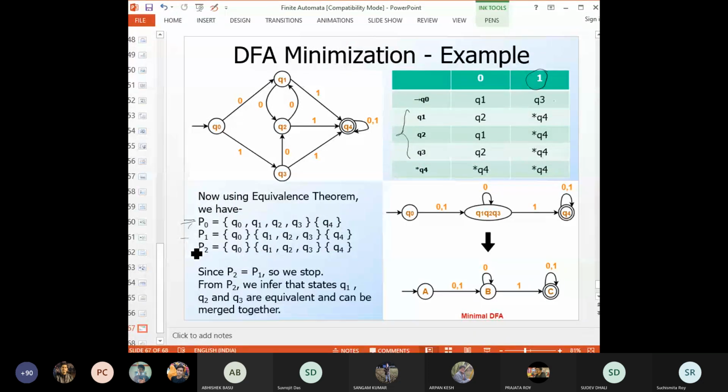So from P1 to P2, one iteration to the next, there has been no change in the subsets, so we can stop our disintegrating process here. What this means is that Q0 has to be a separate state in the final DFA. Q4 has to be a separate state, which is also the final state, of course. And these three states, because they are behaving similarly, can be merged into a single state.